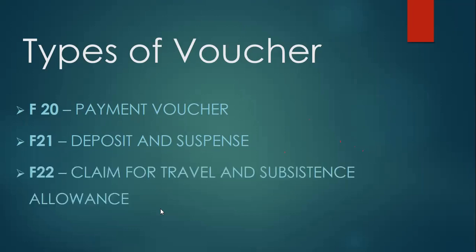Then we have F22. This is the claim for travel and subsistence allowance. This is a type of voucher that is used in case a government officer has traveled for an official trip and needs to be refunded. You used your money, you used your funds to facilitate it, and you're supposed to be refunded. This is the kind of voucher that we use to refund in such a scenario.